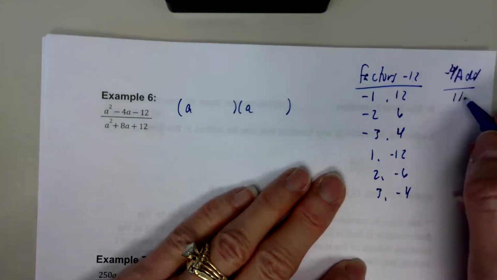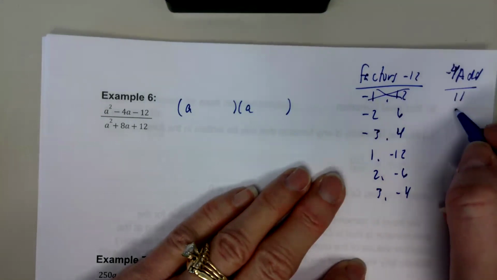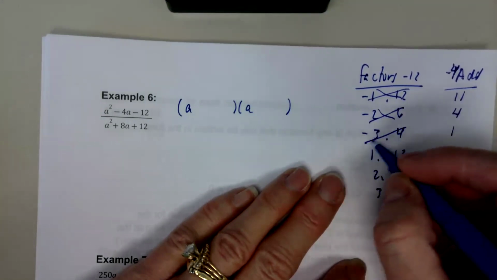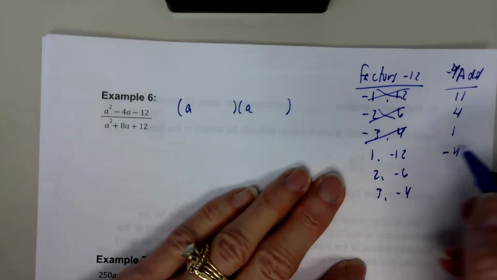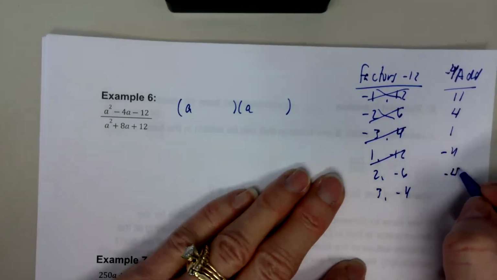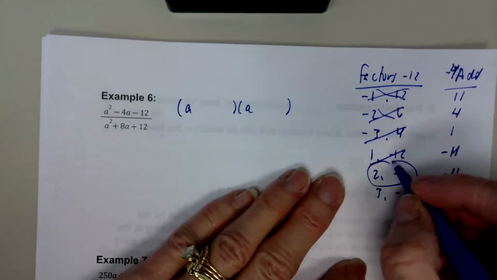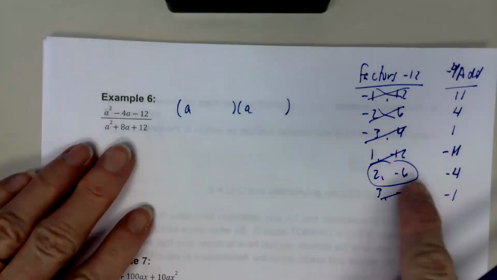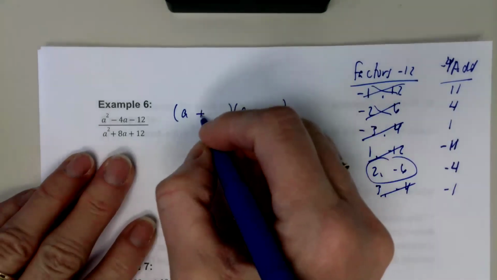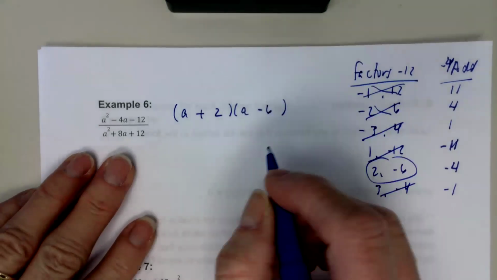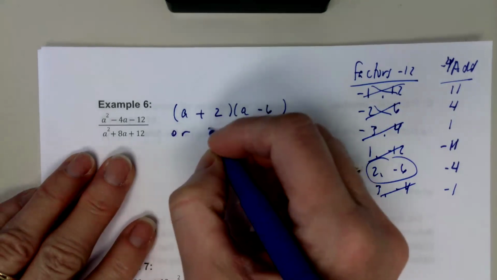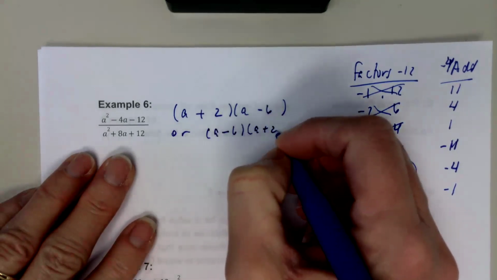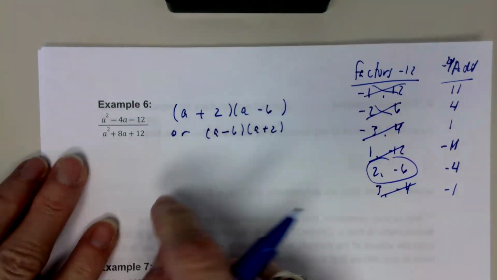And so this one makes 12, so that doesn't work. That one makes a positive 4, that doesn't work. That one makes a 1, that doesn't work. A negative 11, that doesn't work. A negative 4, this one is the combination. And then this one makes a negative 1. So this is my combination. So I'm going to have a plus 2 and a minus 6. Or you could write it as a minus 6 and a plus 2. It doesn't matter the order.